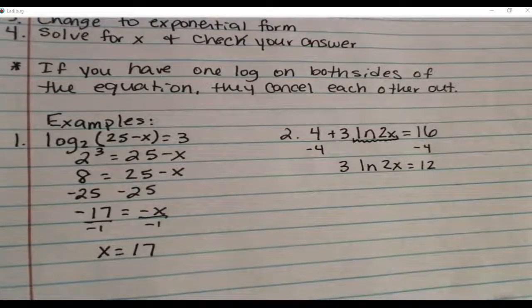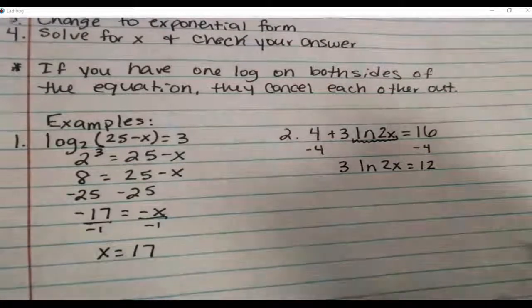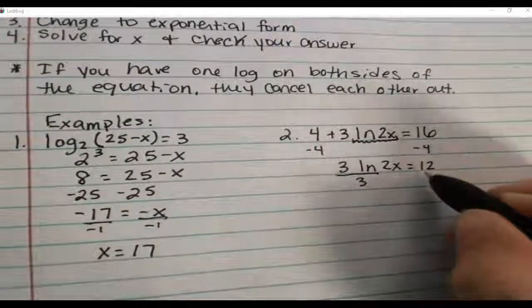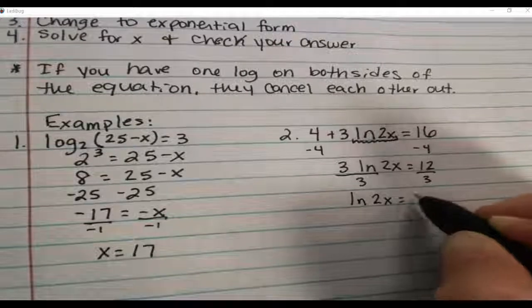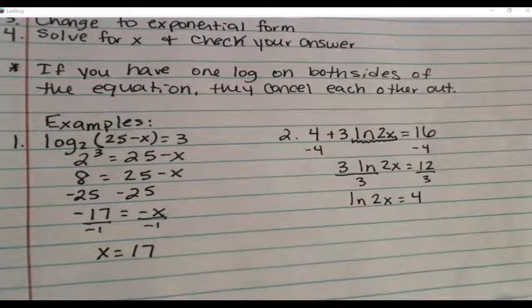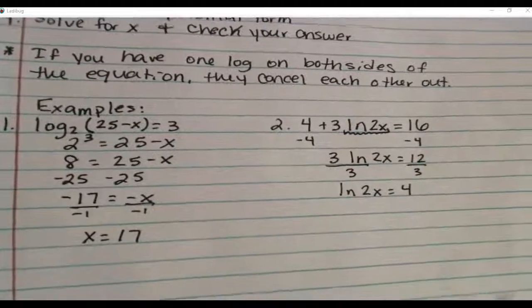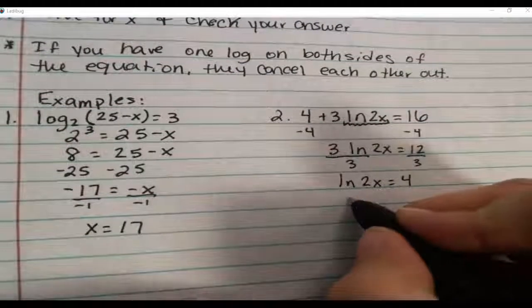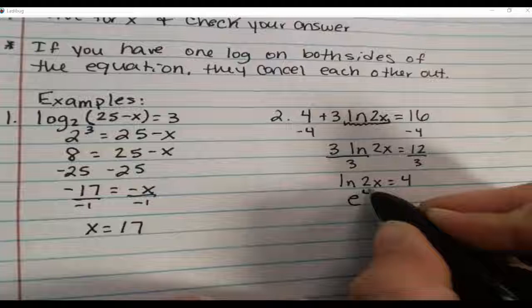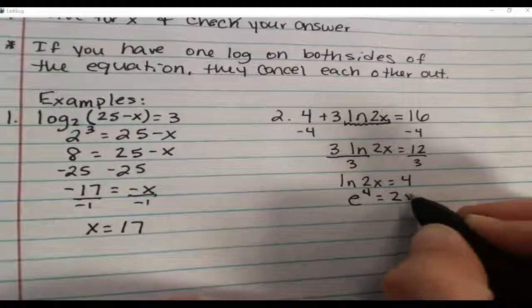Then what can I do? Close. Divide by 3. Good. So ln of 2x equals 4. So how do I change an ln to exponential? E. Good. So e to the 4th equals 2x.